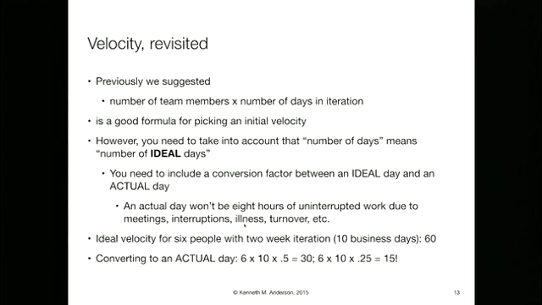So the ideal velocity for 6 people with 2 weeks of iteration, 10 business days, is 60. But let's say you convert to an actual day. On an ideal day, I get about 4 hours of work done. That's 0.5 as the conversion factor, so your actual number of points is 30. Or maybe 0.25 if you want to be really pessimistic, and then your actual number of points is 15. So how do we go from this ideal workday to an actual workday in our estimates? That gives us the actual number of points.